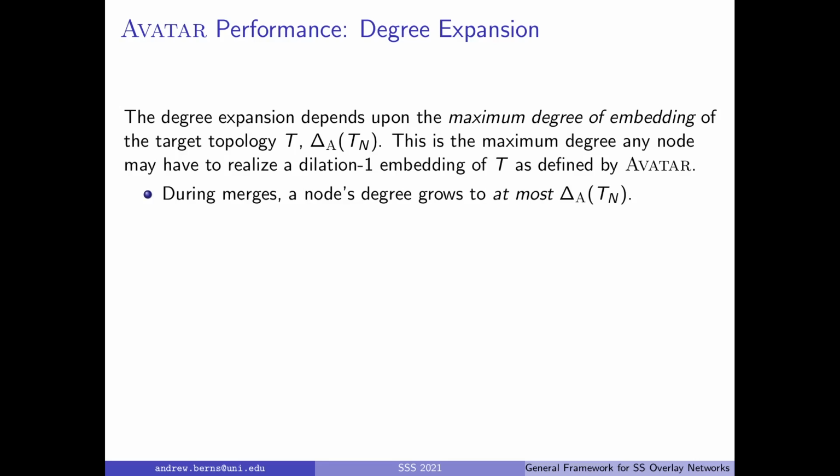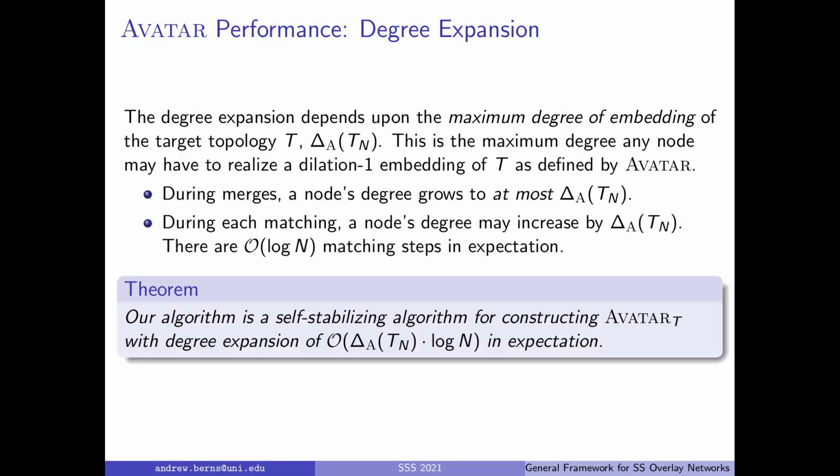It turns out that during merges, that maximum degree of embedding is a limiting factor on how big a node's degree will get. This makes sense because by definition, the maximum degree of embedding is the largest degree a node may grow in any n node configuration. So then we only have to worry about what happens during the matches.